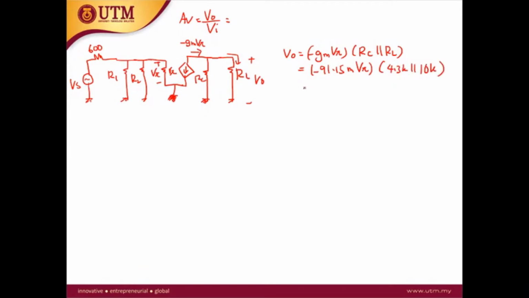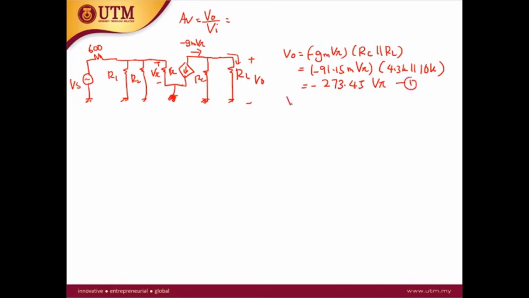So here you should get, we calculate this one, RC and RL in parallel, the total resistance becomes 3 kilo ohm. So 3K times 91.15. So this is minus 273.45 V pi. So this is the equation of V out.